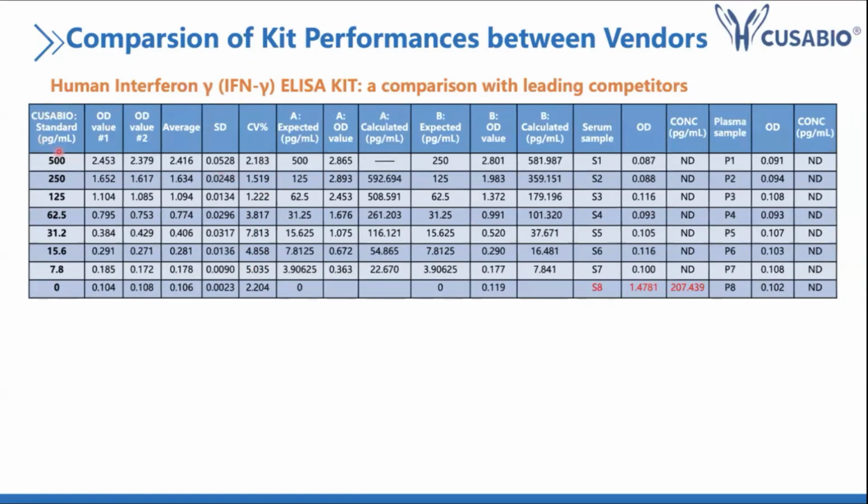Also, we use the CUSABIO kit to test the standard protein from vendor A and the standard protein from vendor B. In addition to that, we also prepared 8 different serum samples and 8 plasma samples. And it looks like only in the number 8 serum sample was the CUSABIO kit able to measure the analyte with the exact concentration.